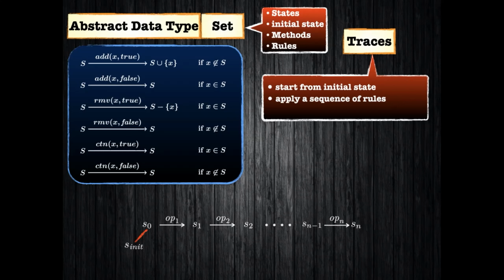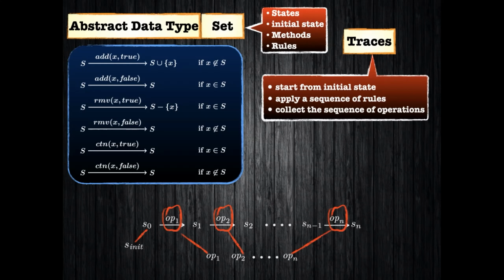Now, this is the definition of a trace. Start from the initial state, which is the empty set in the case of the abstract data type set, apply a sequence of rules, and then finally collect the sequence of operations that you have generated. So this is the sequence of operations that I generated in this particular derivation, in which I started from the initial state, and in which I repeatedly applied rules. And then I look at the operations that I generated, and then I obtain a trace.